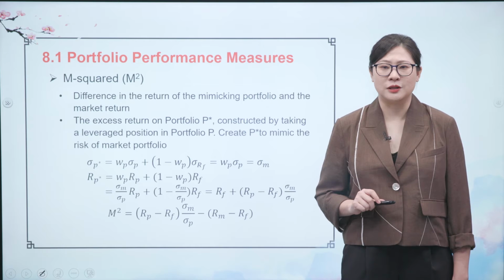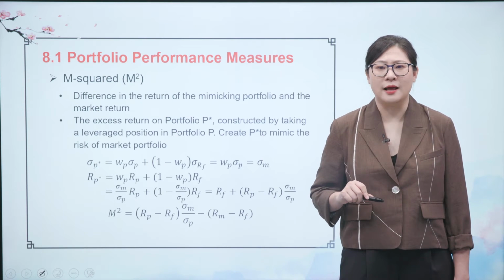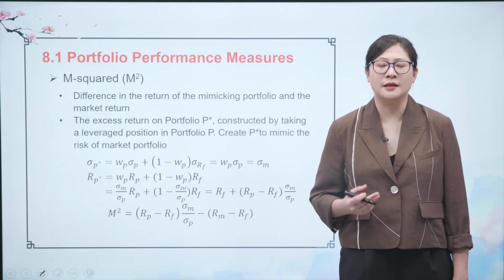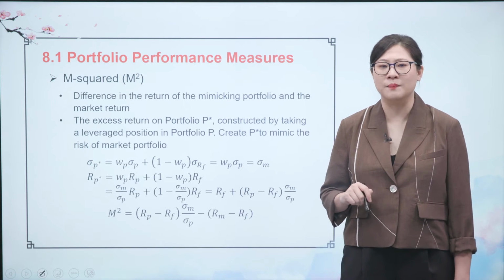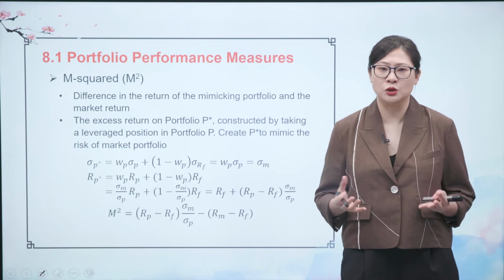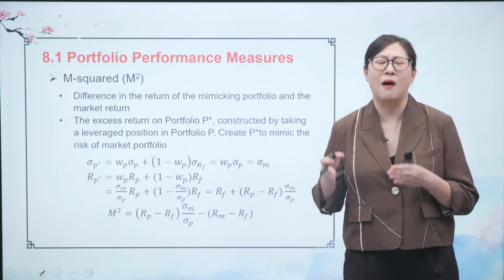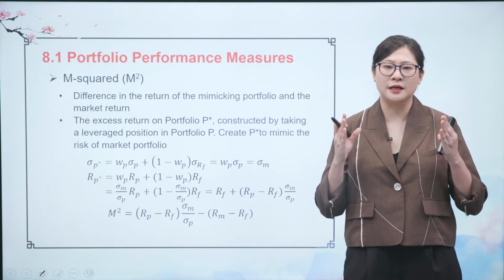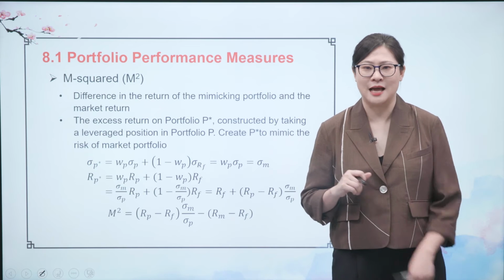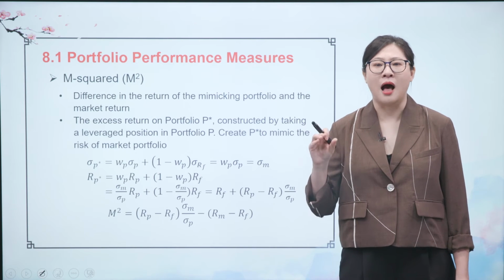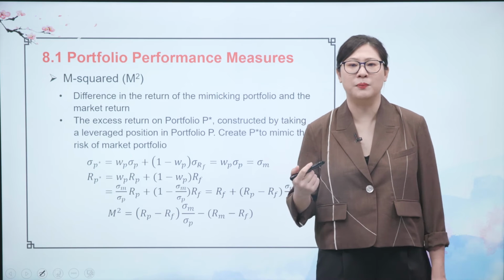The next measure I will introduce is M-squared. This M-squared is the difference in the return of a mimicking portfolio and the market return. Which means we construct a new portfolio. This portfolio will mimic the market portfolio, and we use this portfolio's excess return minus the market excess return. We will get this M-squared. So let's have a look. How can we construct this mimic portfolio?